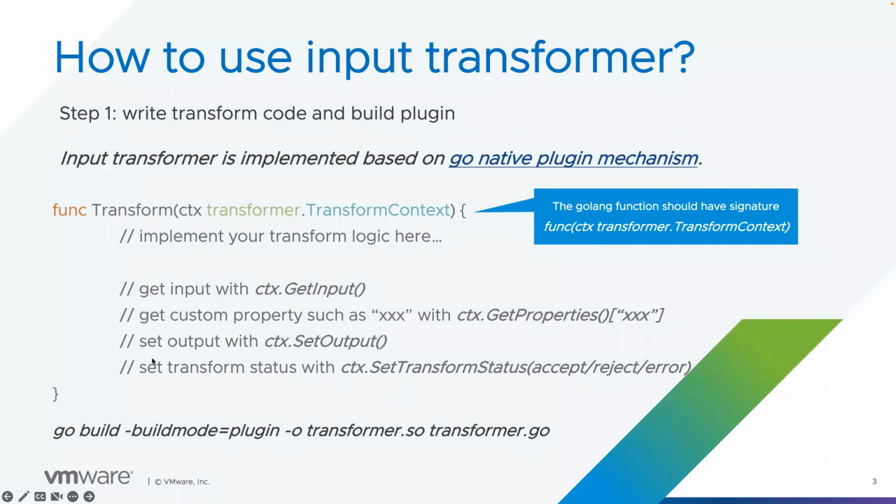If the status is accept, the output will be sent to its downstream. If the status is reject, the output will be rejected and the input message is simply dropped. But it doesn't prevent the job from processing the subsequent messages. If the status is error, the job will stop with an error. And after writing code, just execute go build with plugin build mode.